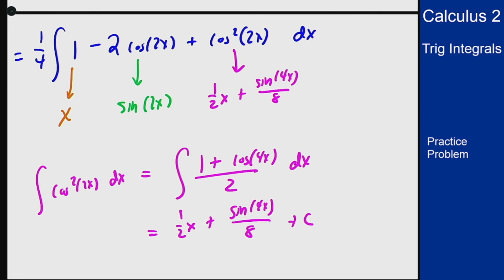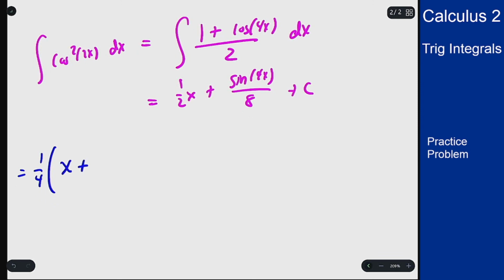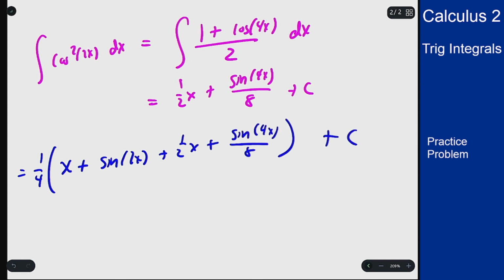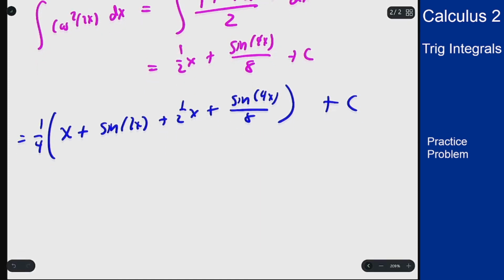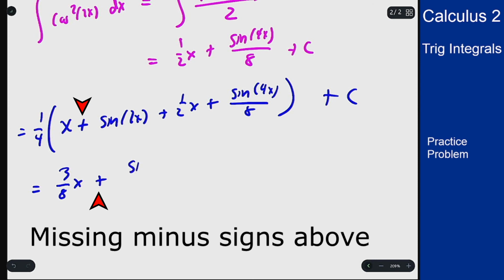So then my final answer, combining all three of these terms, is a 1/4. I have an x. I have a sine of 2x. I have a 1/2 x, a sine of 4x over 8. So then a plus c. Or combine the two x terms, I will see that's a 3/2, so 3/8 x plus sine of 2x over 4 plus sine of 4x over 32 plus c.